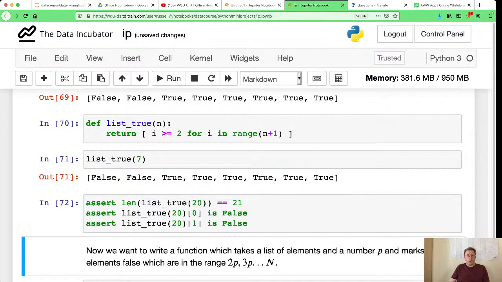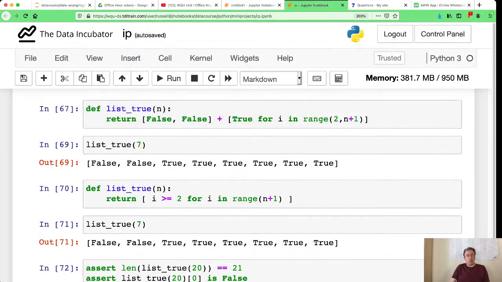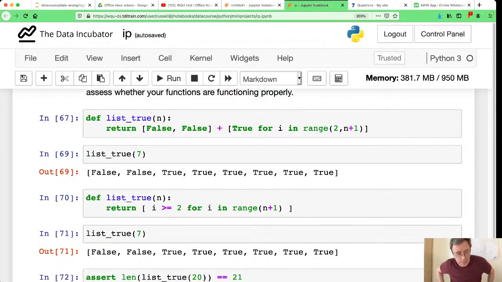Then I want to make a function which, it says, will take in a list of elements and a number p and marks elements false which are in the range 2p, 3p, etc. up to n. So yeah, Ulrich, that's all right, right? There's usually more than one way to skin a cat, as the saying goes.